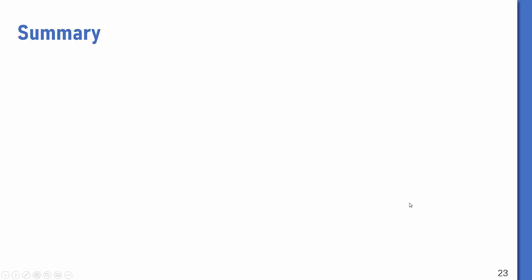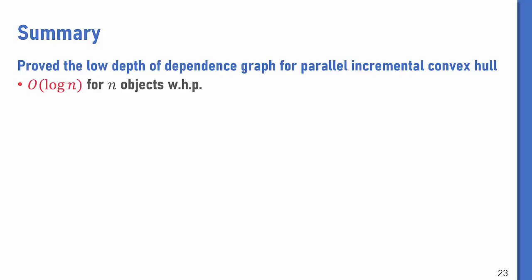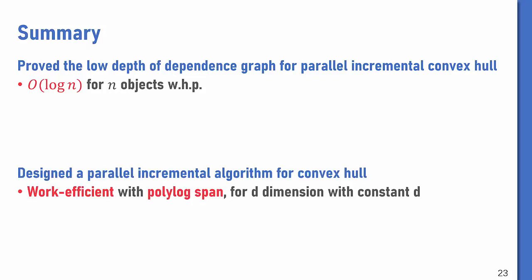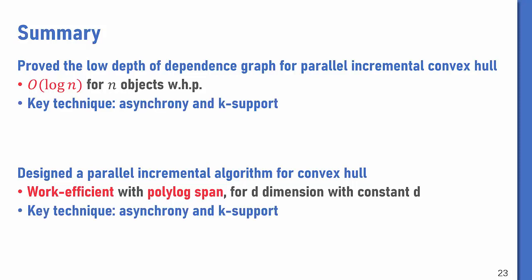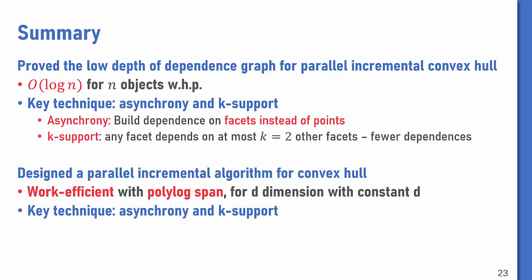Finally, a quick summary. The main contribution of this paper is first, we proved the low depth of the dependence graph for parallel incremental convex hull, which is order of log n with high probability. And second, we designed a parallel incremental algorithm for convex hull, which is work efficient and polylogarithmic span. For both of them, the key techniques are asynchrony and k-support. For the analysis, asynchrony means to build dependencies on facets instead of the points, and k-support is useful since we get rid of the false dependencies, so we have fewer dependencies. Combine them together, we can prove the order of log n bound.